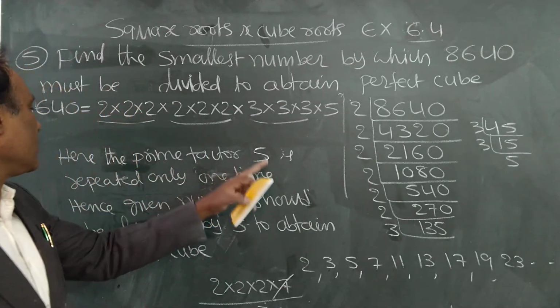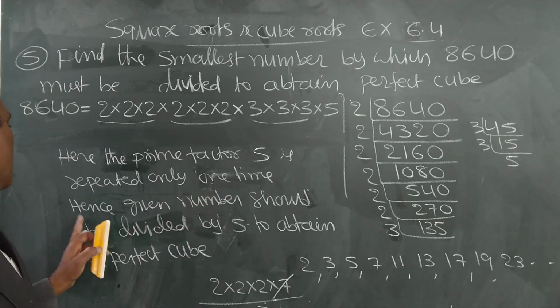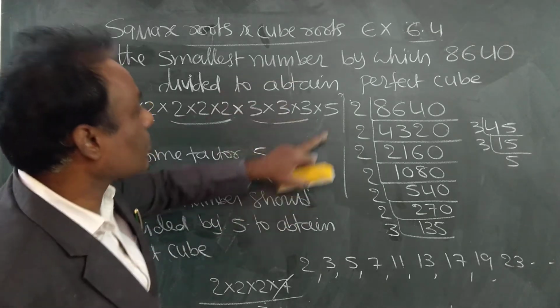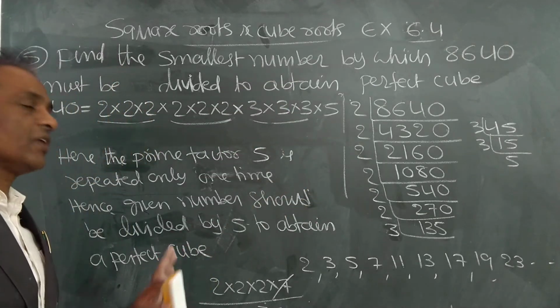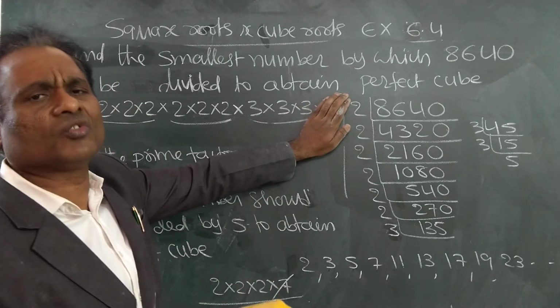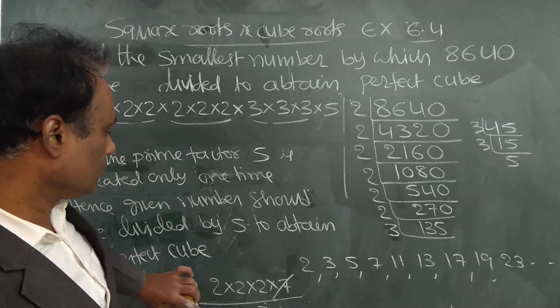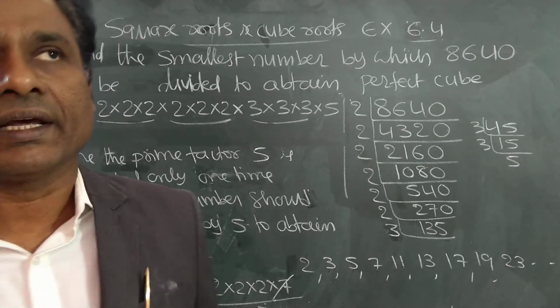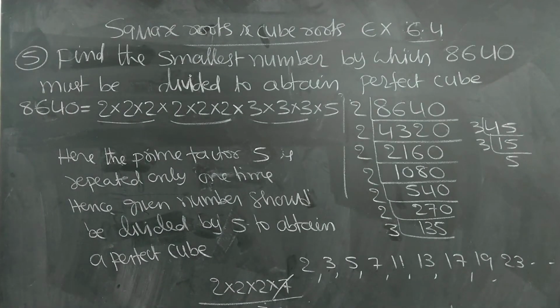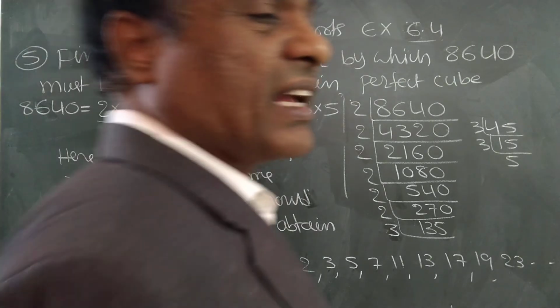So the prime factor 5 is repeated only 1 time. Hence the given number should be divided by 5 to make it a perfect cube. If it is divided by 5, there is no 5, then the remaining is a perfect cube. Right. Write down, students. Understand the concept?